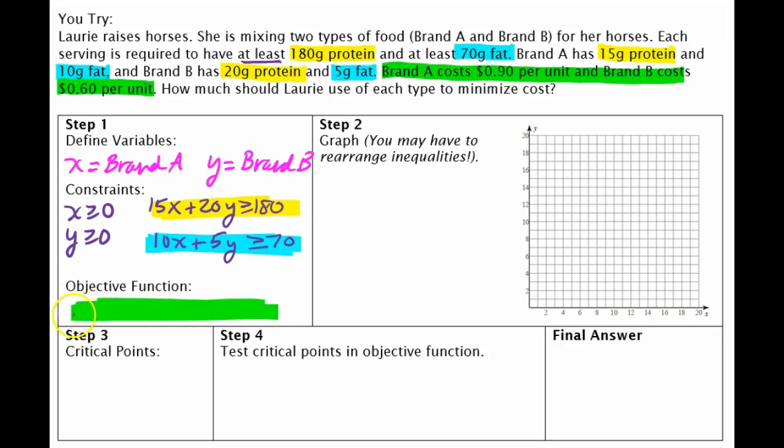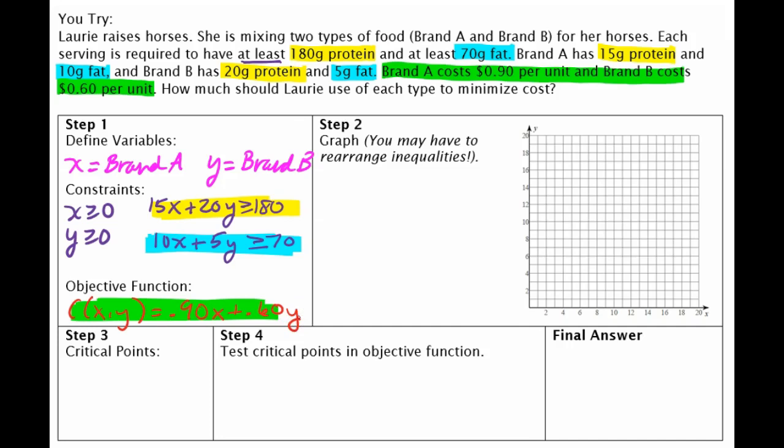So instead of using P for profit, I'm going to use C for cost. And it tells me that brand A costs 90 cents per unit, so that's 0.90 times X, and then I'm going to add that to 0.60 times Y because it says 60 cents per unit for brand B.